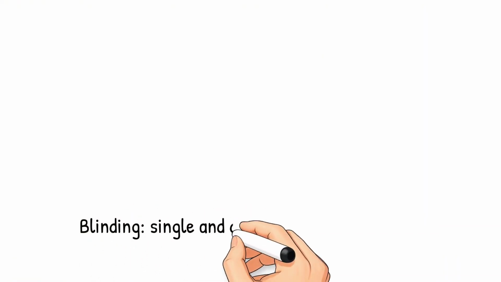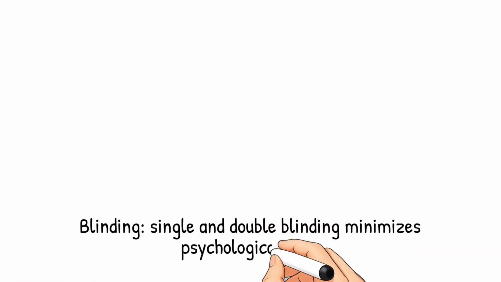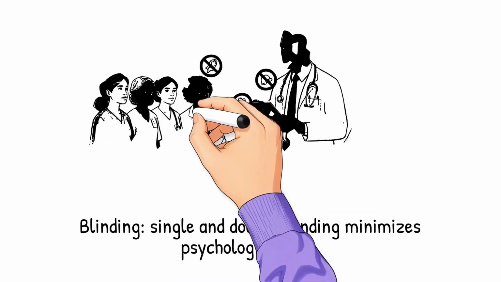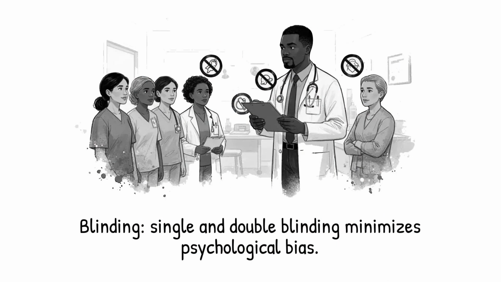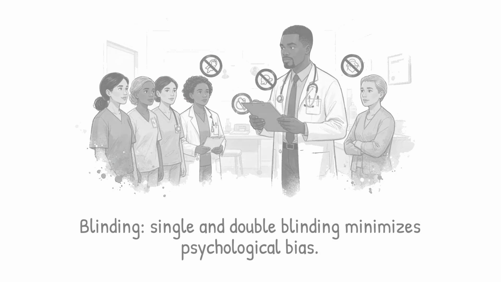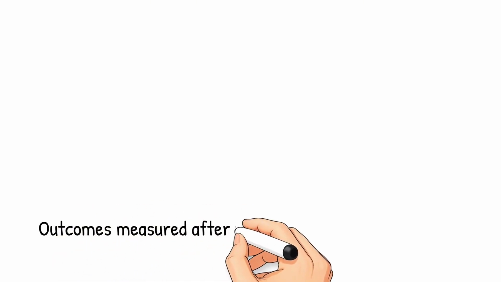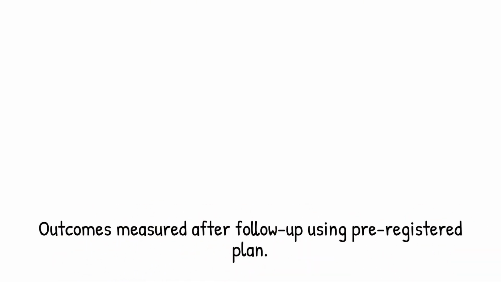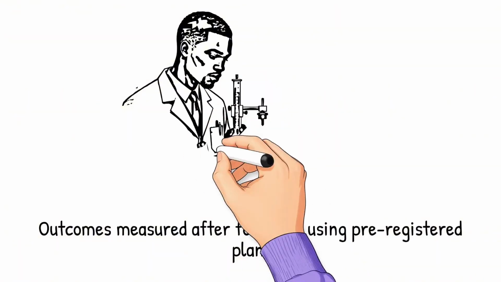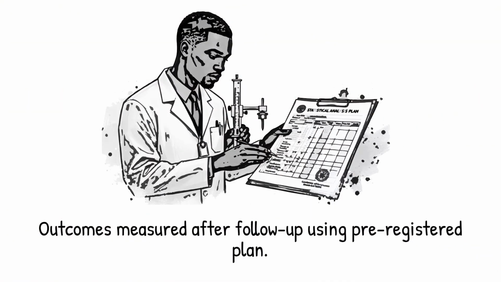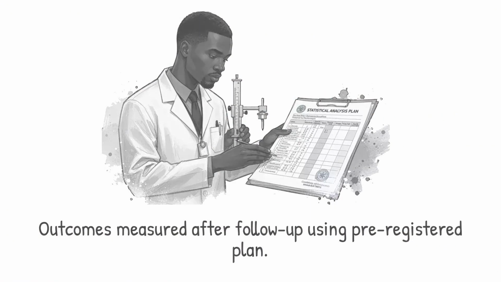Where possible, apply blinding. The participant doesn't know which group they're in, single blind. The outcome assessor doesn't know either, double blind. This removes psychological bias from both sides. After a predefined follow-up period, outcomes are measured by a calibrated examiner and analyzed according to a pre-registered statistical plan.